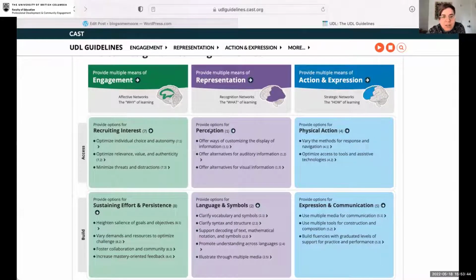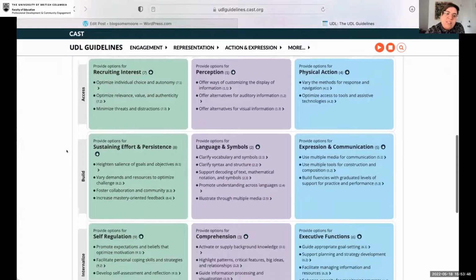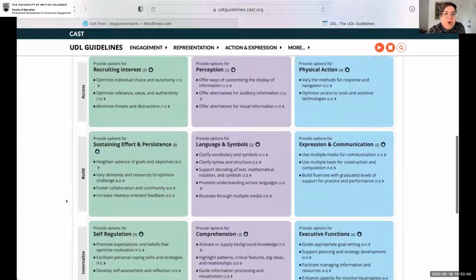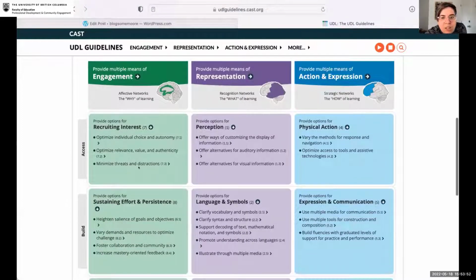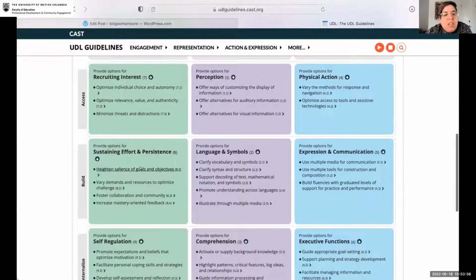So here's the color codes. Oh, these must be different ways to engage kids. Okay, what is this? Access, build, internalize? No idea. And so I'm just going to look and I'll be like, okay, so let's take a look. So engaging, recruiting interest, sustaining effort. That sounds weird. Let's go with heightened salience of goals and objectives.